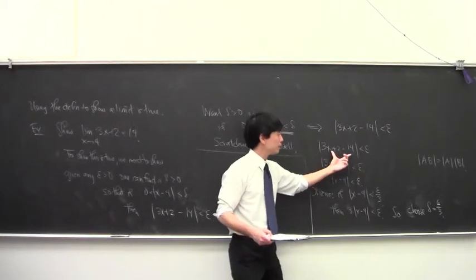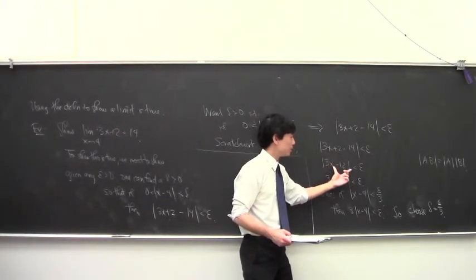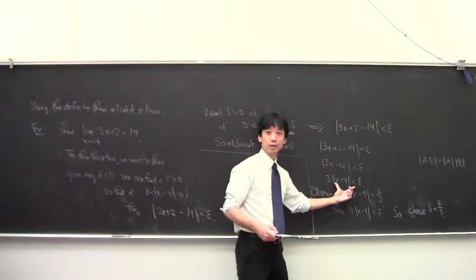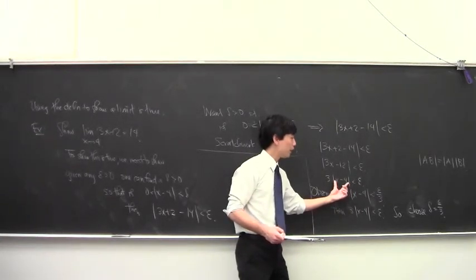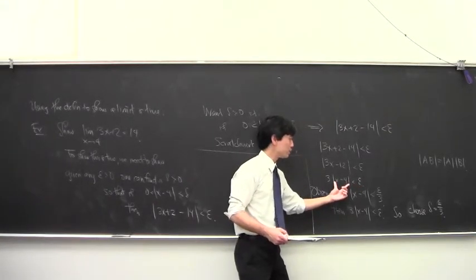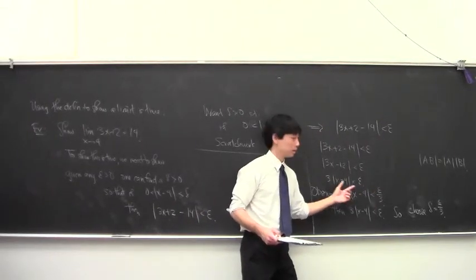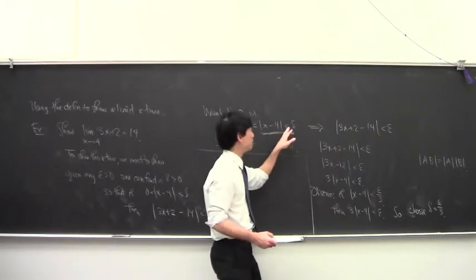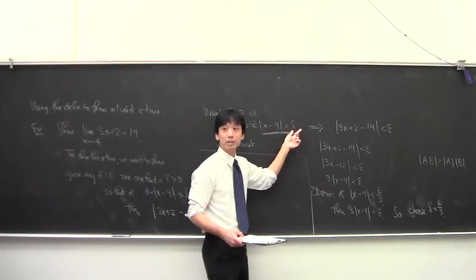Okay? And so you look at this thing, and this is the same as that, right? And you see that it's this. So how small should this be to make this product less than epsilon? Well, if we make this thing smaller than epsilon over 3, then 3 times it will be smaller than epsilon, right? So that's what we'll do. We'll take our delta to be epsilon over 3.